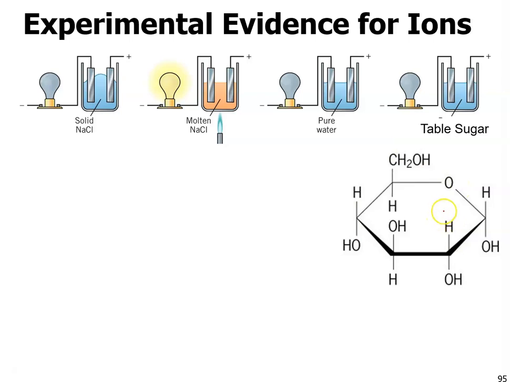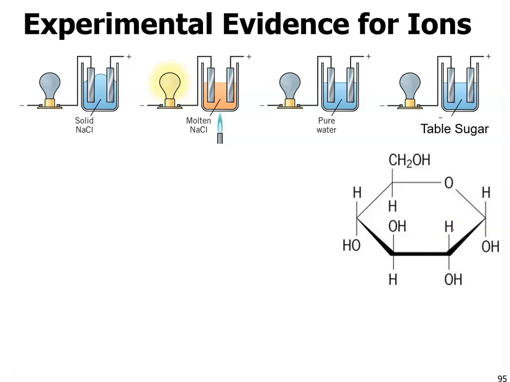If I put this in solution, there's no ions, there are no open orbitals for electrons to jump on. So if I take this and I put table sugar in this solution, even if I have a battery hooked up, there's no electrical conductivity because the electrons are all shared and accounted for, and they don't leave that element. There's no open spots for it to jump.